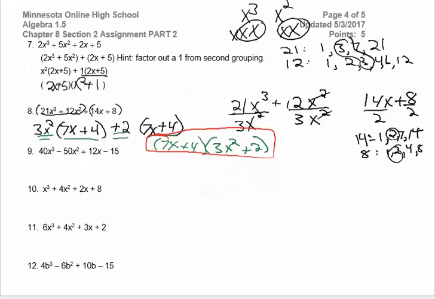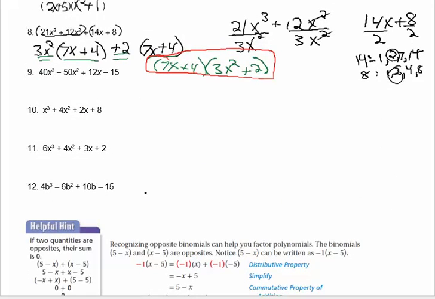Let's look at one more. Let's look at number 12. Number 12, first step is to put the parentheses around the first two terms and the last two terms.